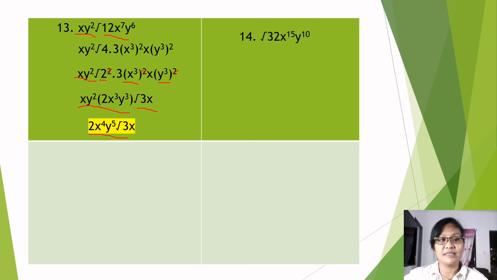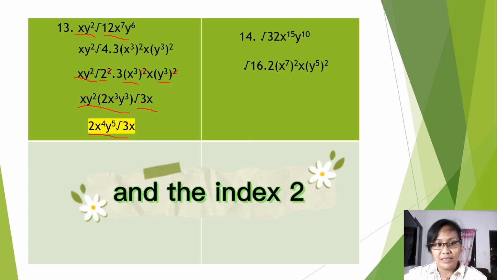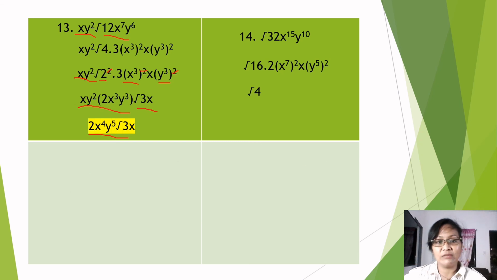Number 14, square root of 32 x to the 15th power and y to the 10th power. Of course, first, we need to factor out the radicand. So we have 16 times 2, x to the 7th power squared, and the remainder x, and then y to the 5th power, remainder 2. Next, write in exponential form. So we have 4 squared times 2, x to the 7th squared x, y to the 5th squared.